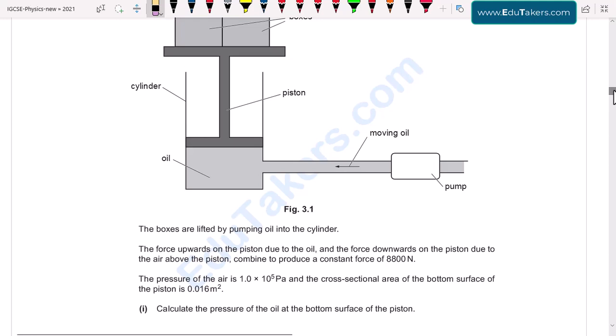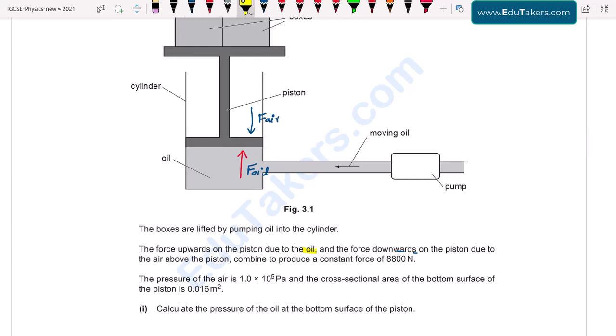So here we are given that the boxes are lifted by pumping oil into the cylinder. The force upward on the piston due to oil and the force downward on the piston due to the air. So it's a piston and an upward force acts on it which is due to the oil, while there is a downward force acting on it which is due to the air. So there is also a downward force acting on this piston, and this force is due to air.